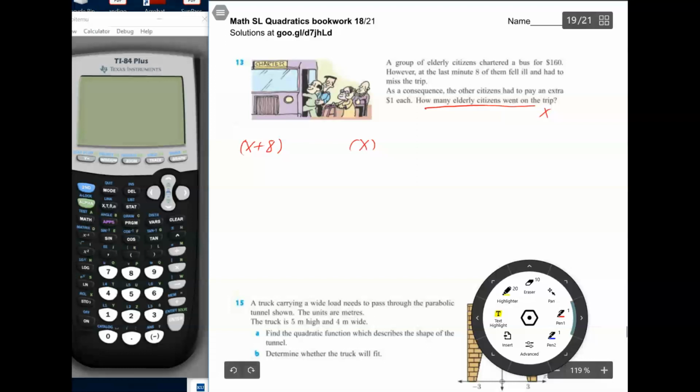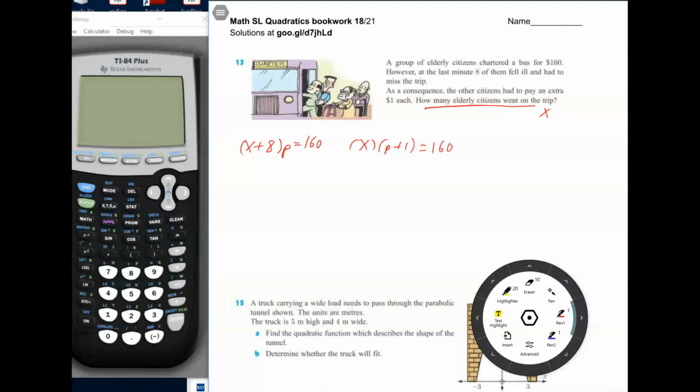The X plus 8 people were going to pay a certain price, the original price P, and they were going to pay $160, right? Afterwards, the X people ended up paying a price that was $1 more, which is P plus 1. One thing to keep in mind is the price of the bus continues to be $160, so even afterwards, they're still going to pay $160, right?